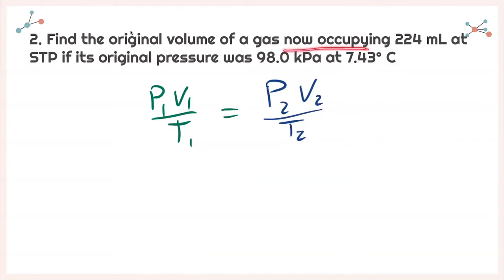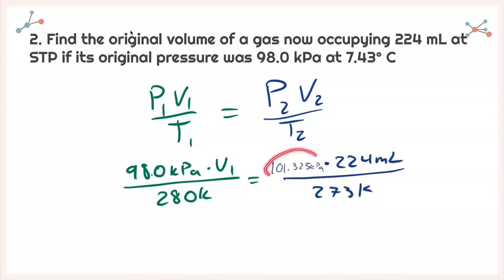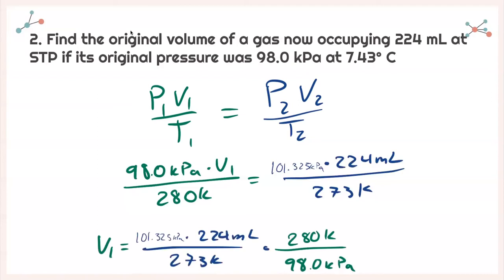We are told we are now occupying this volume at standard temperature and pressure. So standard temperature is going to be 273 Kelvin. And for pressure, before I used 1 atmosphere, but we're not working with atmospheres. We're working with kilopascals. So instead, I'm going to substitute standard pressure with my units for kilopascals. Plugging all of that in, I added my pressure in kilopascals and my temperature in Kelvin. Solving for V1, I get 101.325 kilopascals times 224 milliliters over 273 Kelvin times 280 Kelvin divided by 98.0 kilopascals.